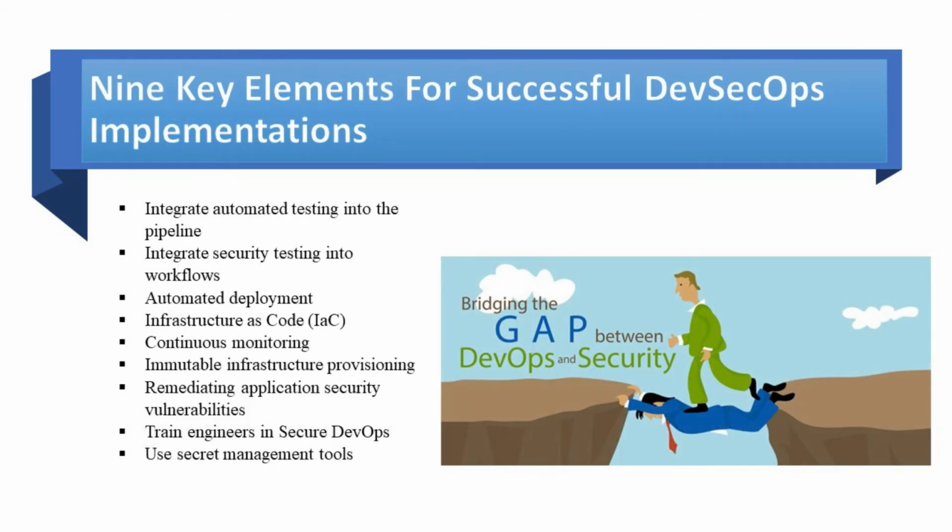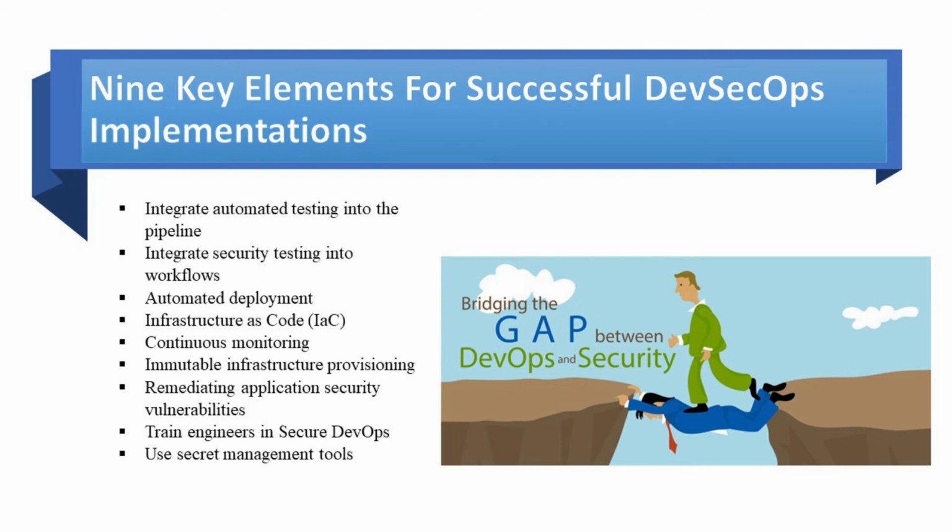Nine key elements for successful DevSecOps implementations. Overcoming the above-mentioned key challenges is so important for an organization. For that, Aqua has proposed nine best practices in your DevSecOps project.